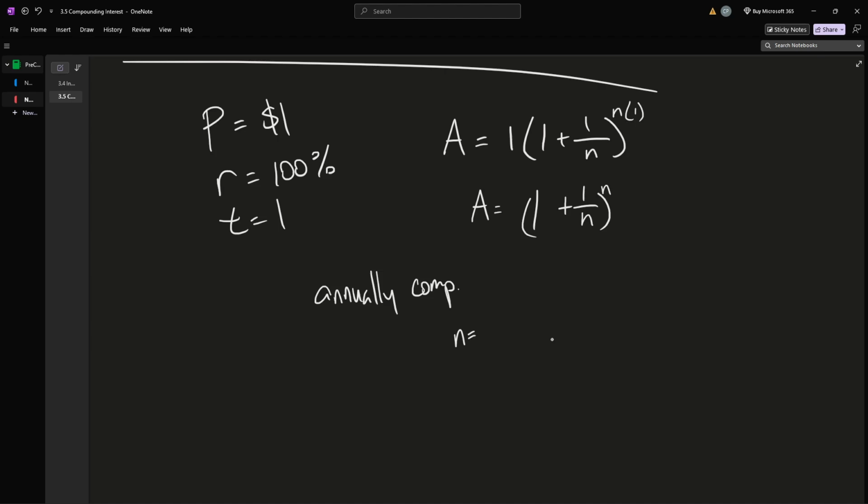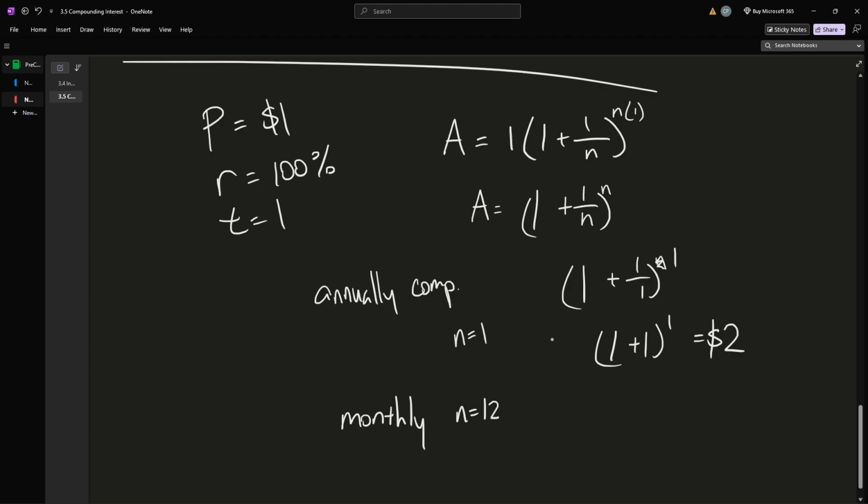So n equals 1. 1 plus 1 over 1 to the 1 gives you 1 plus 1 to the 1 equals 2. After 1 year, if I have 100% interest rate and $1, I have $2, which makes sense. Now monthly.